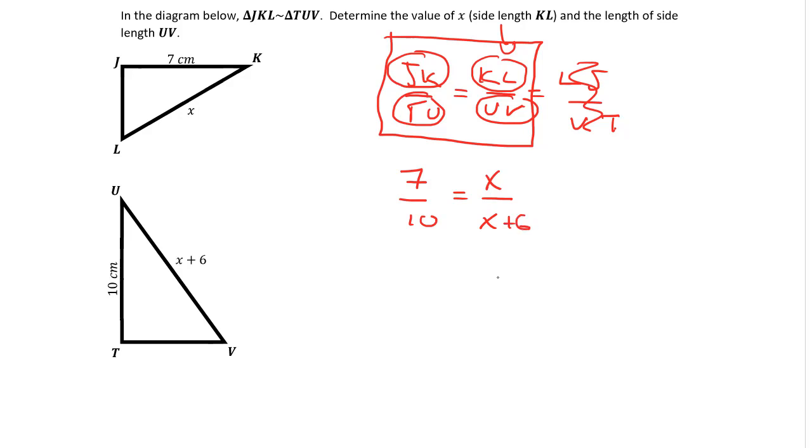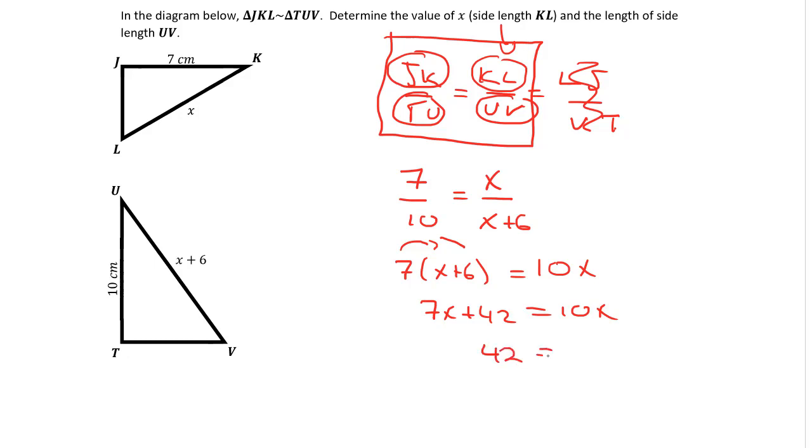So now all we need to do is cross multiply and isolate X. So when we cross multiply, we're going to get 7 times X plus 6, and that's going to equal 10 times X. Using our distributive property to bring the 7 into the brackets, we get 7X plus 42 is going to equal 10X. Moving the 7X over to the right-hand side by subtracting 7X from both sides, we get 42 is going to equal 10X minus 7X.